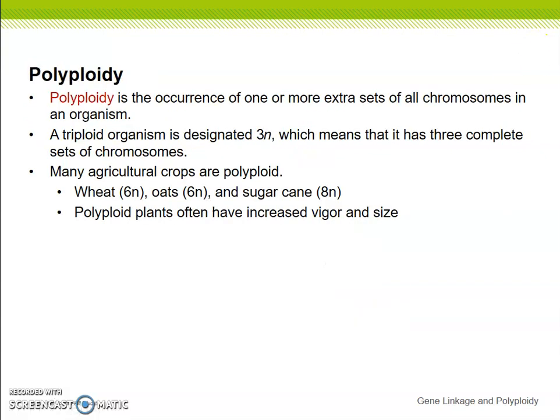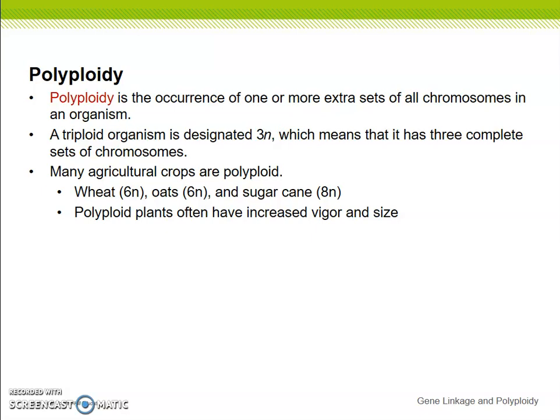Polyploidy is the occurrence of one or more extra sets of chromosomes in an organism. A triploid organism is designated 3N, which means that it has 3 complete sets of chromosomes. Many agricultural crops are polyploid. Wheat has 6 copies of every chromosome. Oats also have 6, and sugarcane has 8.